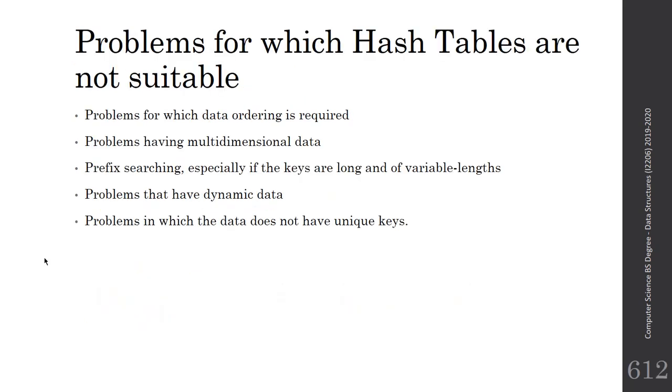So what are the problems that are not suitable for a hash table? If we need to order the elements, we cannot use a hash table. If I need to sort elements, if I have multidimensional data, for example a struct that has multiple elements and I need to work with these elements, I cannot use hashing. For example, if I have a string and I need to find a prefix. And everything that contains dynamic data that changes, I cannot use a hash table. And for elements that do not have unique keys, again I cannot work with a hash table.